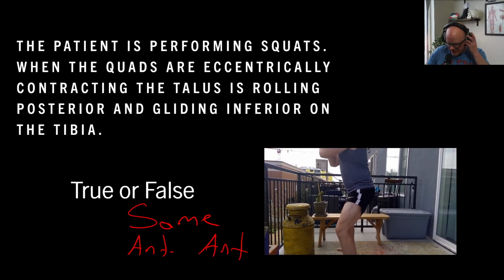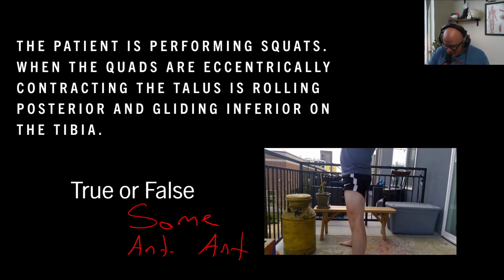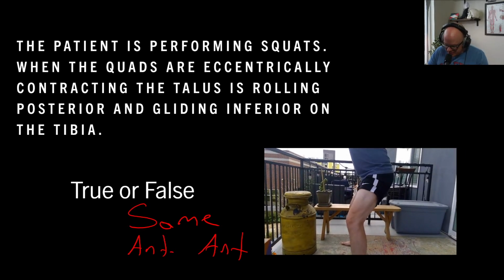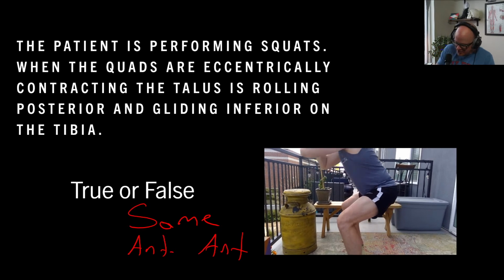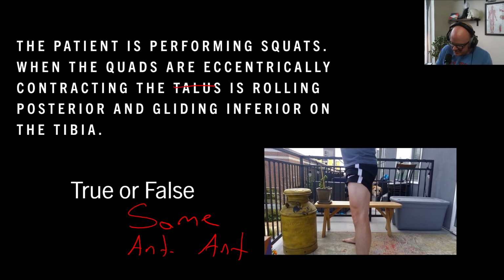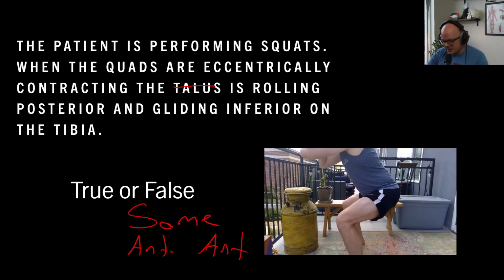So let's see, do we have that right up here? The talus is rolling posterior. Well, the talus isn't even rolling to begin with, so automatically false. That should have been the tibia, not the talus. The talus would be moving in an open chain activity.